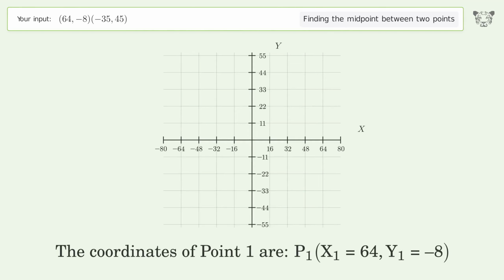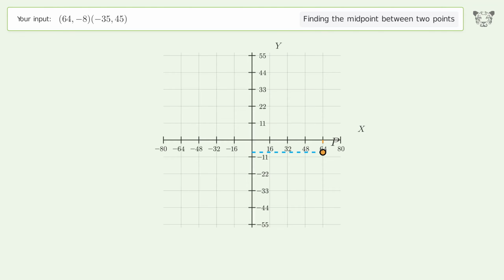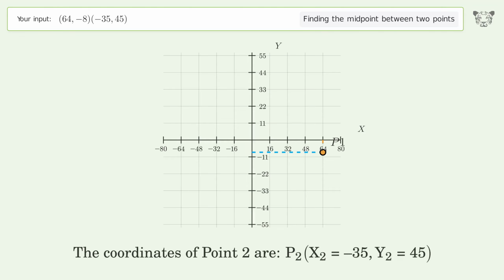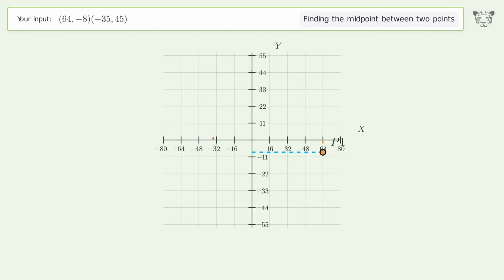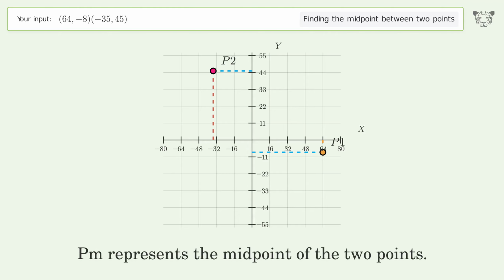The coordinates of point 1 are, x1 equals 64, y1 equals -8. The coordinates of point 2 are, x2 equals -35, y2 equals 45. PM represents the midpoint of the 2 points.